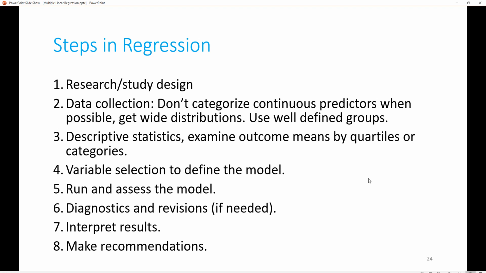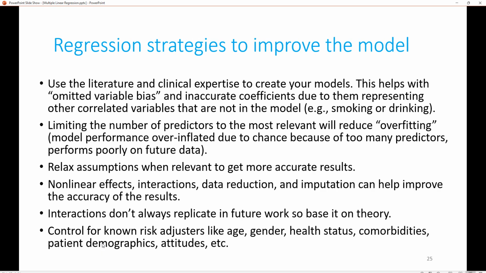Number 5 is you run and assess the model. Number 6 is you do diagnostics and revisions if needed. Number 7, you interpret the results. And number 8, you make recommendations to your client. And here are some regression strategies that can help improve the model.